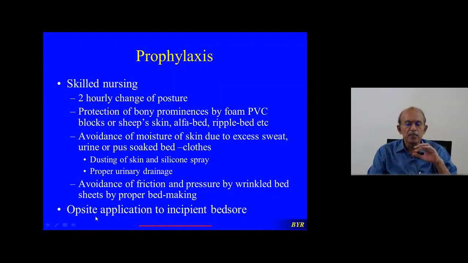Opsite, that is a polyethylene film, can be applied over the incipient bed sore. Incipient bed sore means where there is fixed discoloration.